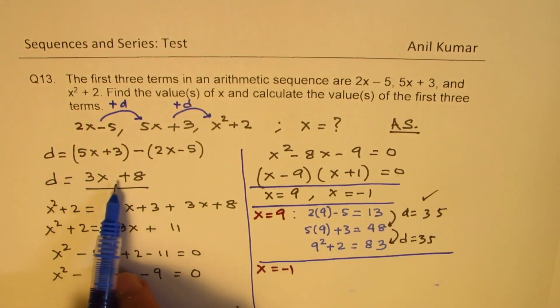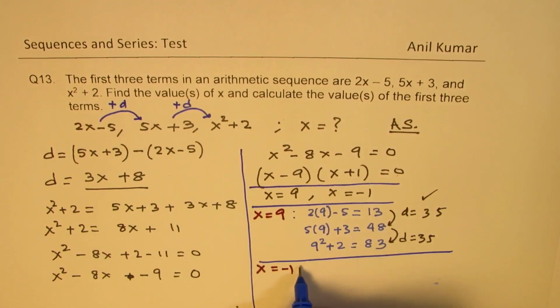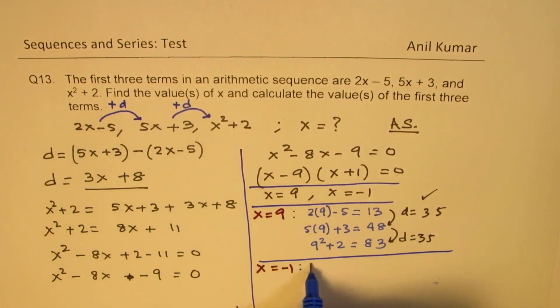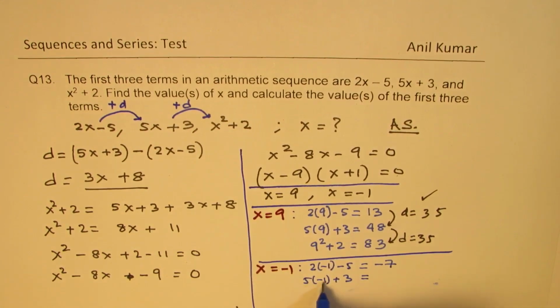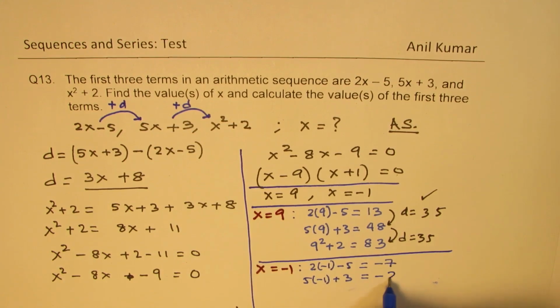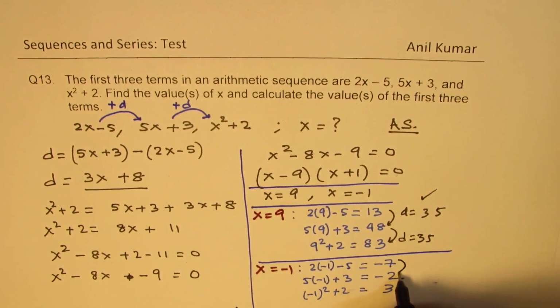You can also find d and substitute that in the first term. You could do that. But I'll prefer to straight away write down minus 1 here, right, and then check. So it is minus 2 minus 5, which is minus 7. 5 times minus 1 plus 3, which will be minus 5 plus 3, which is minus 2. And then we have minus 1 squared plus 2. So 1 plus 2 is 3. Now let's find d here. Is it constant or not?